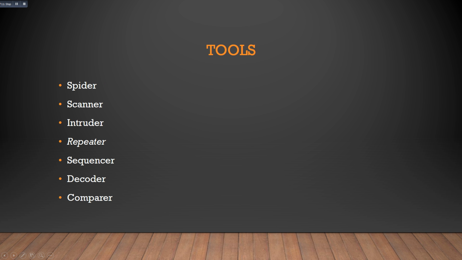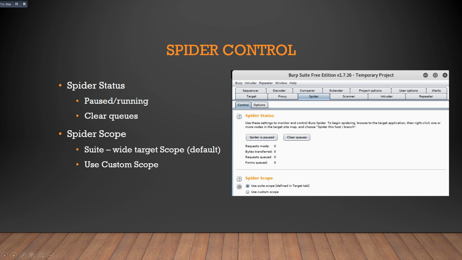So the tools in Burp Suite, you have spider, scanner, intruder, repeater, sequencer, decoder, comparer. So let's go into all of these. From your spider, you have your spider status under your control tab, which allows you to pause or run your spider, and you can clear your queues. And then you have the spider scope down below, where you can use the regular suite scope, which is the default, or you can make your own custom scope.